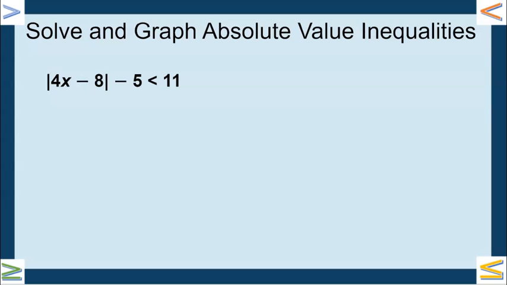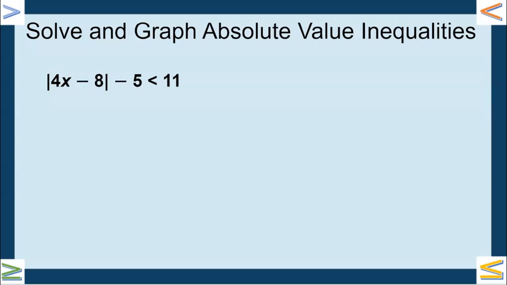In this video, I'm going to review how to solve and graph absolute value inequalities. When we graph and solve absolute value inequalities, we're still going to have two cases, but you have to use a keyword when you write your solution. The two keywords are "and" and "or".